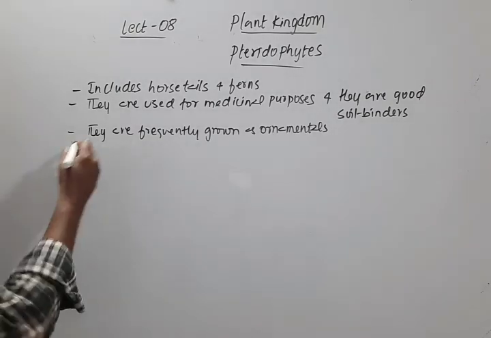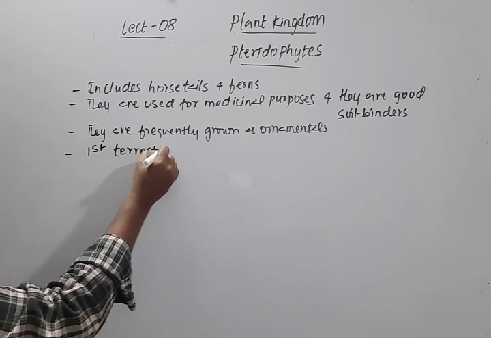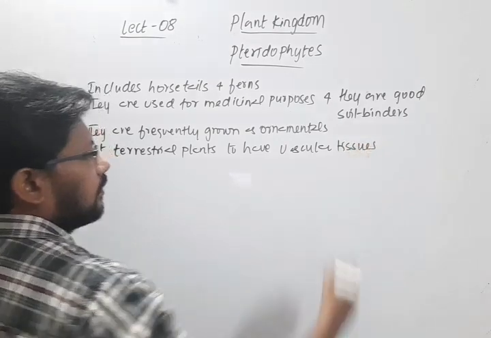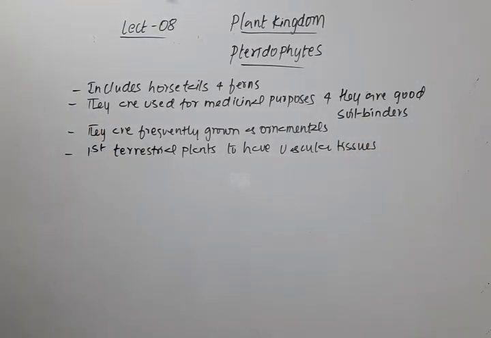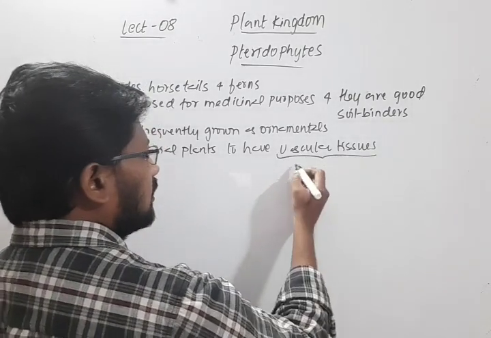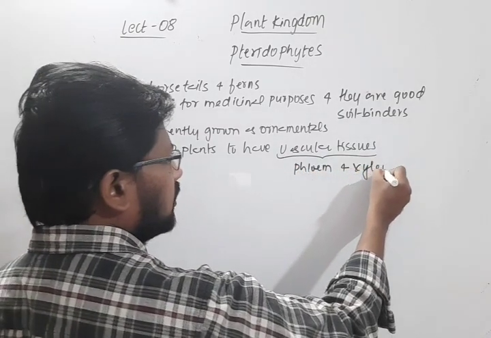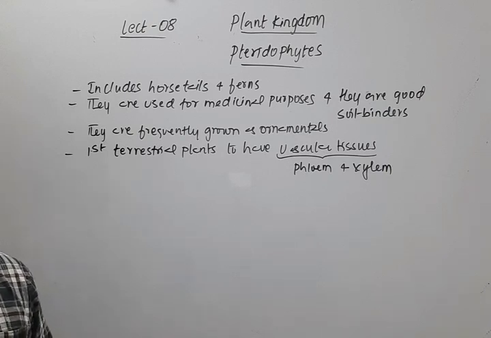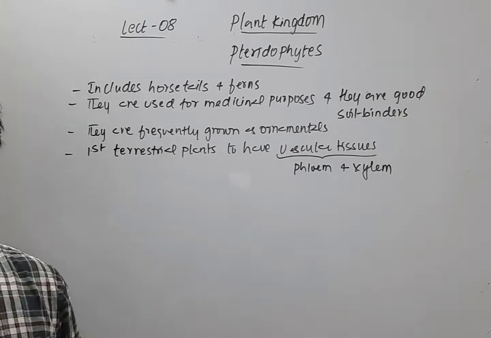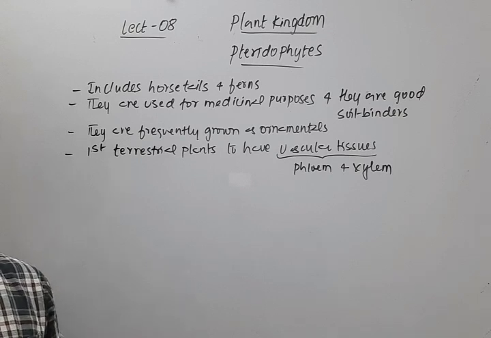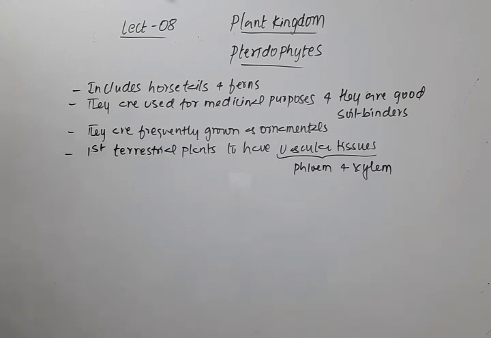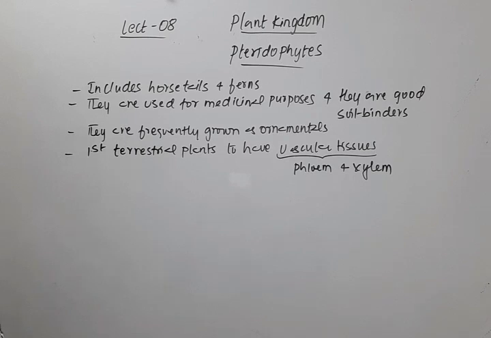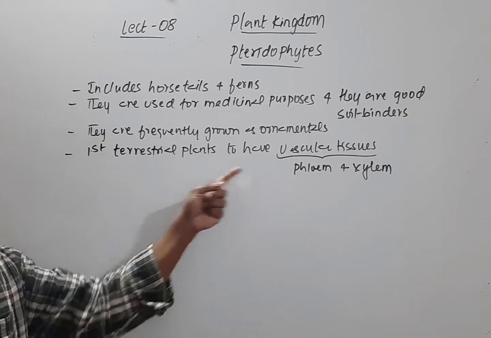Then, these are the first terrestrial plants to have vascular tissues. The first plants that have vascular tissues are pteridophytes, which means they possess xylem and phloem. We have seen the earlier groups of plants, algae and bryophytes, and in both of them we did not see the presence of vascular tissues. The bryophytes were in between land and water, which is why we called them the amphibians of the plant kingdom. Now these are the first terrestrial plants to have vascular tissues.